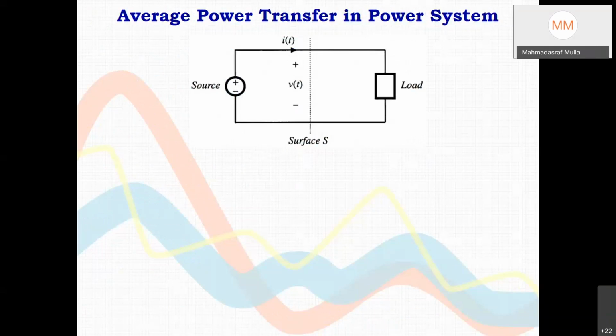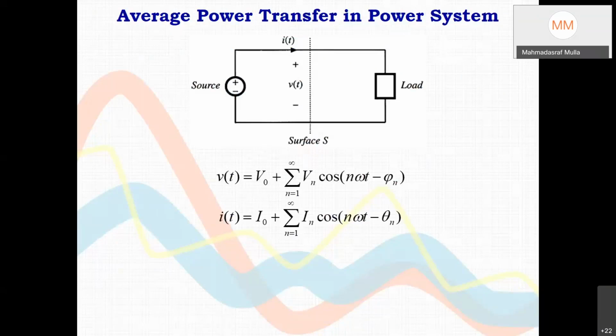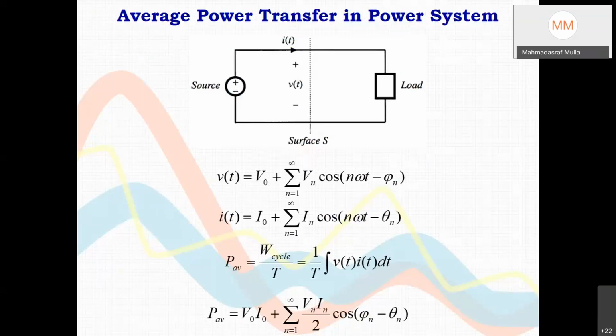So average power transfer, if you have some voltage, this is a generalized expression, some DC voltage is also there and different frequency AC voltage is there. Current is also. So normally we multiply voltage and current and over a period of a cycle we write.